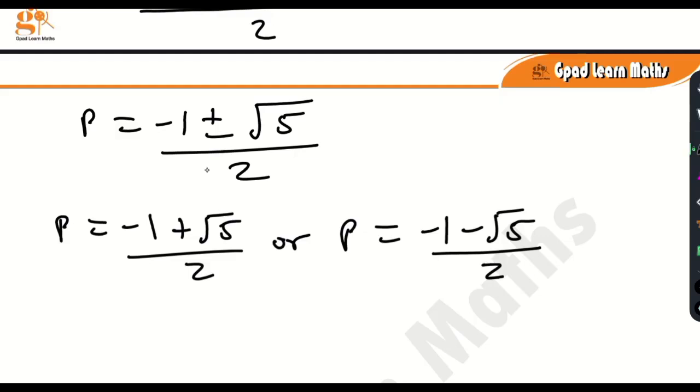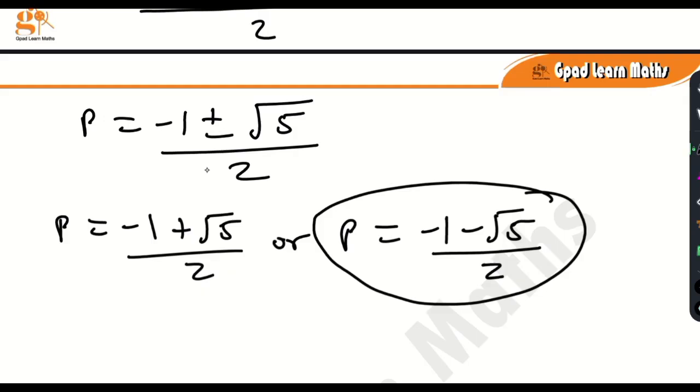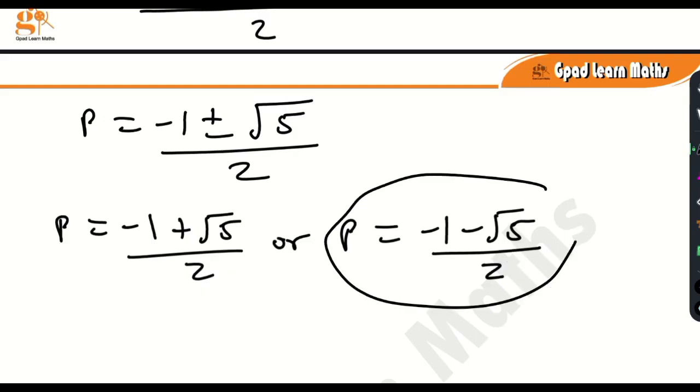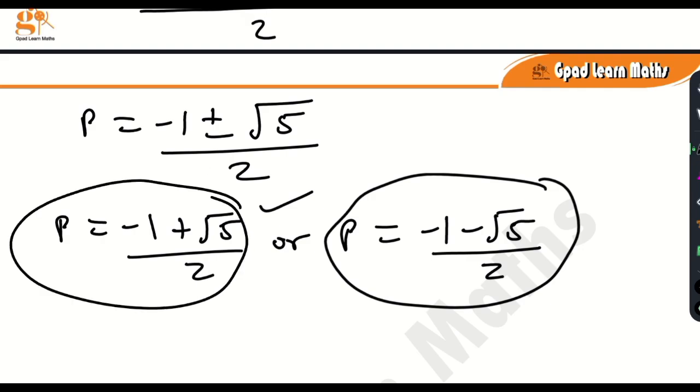Now, remember that p is equal to 2 over 3 all raised to the power of x. But p cannot be negative because if you do minus 1 minus root 5, of course, you get a negative value. So we cannot use this. We can only use this one here: minus 1 plus the square root of 5 over 2. The square root of 5 is more than 1, so you cannot have a negative value here.